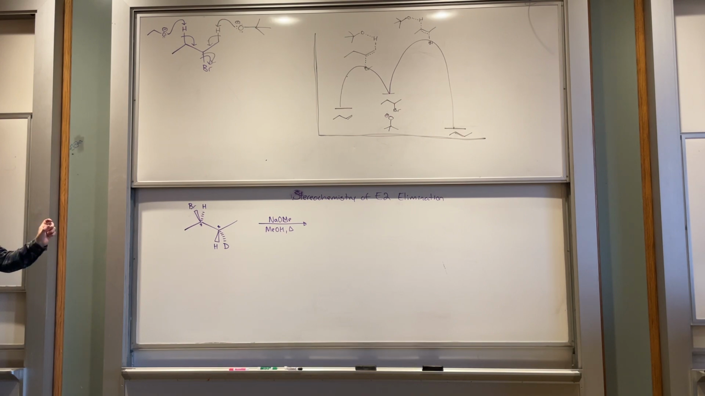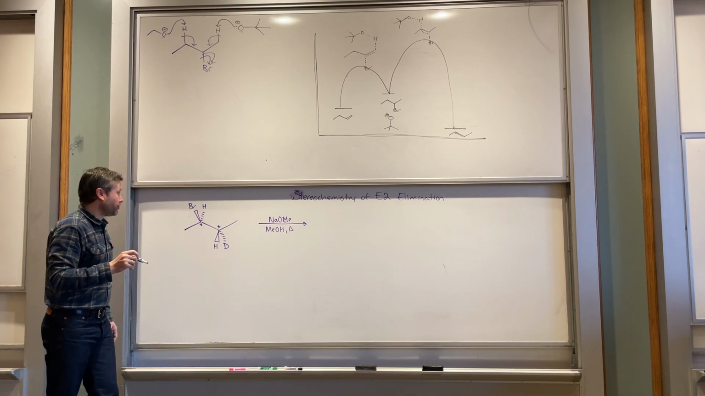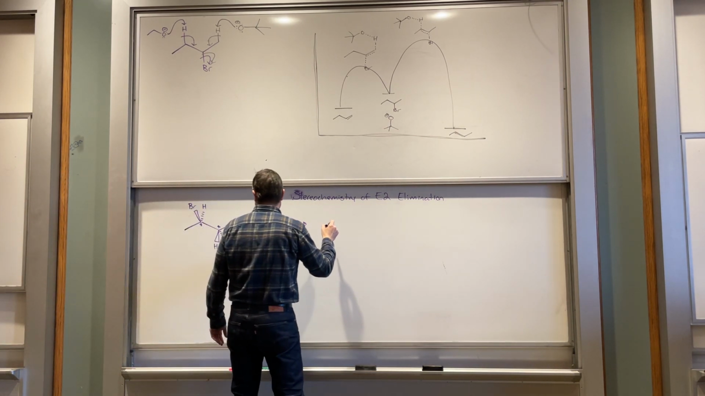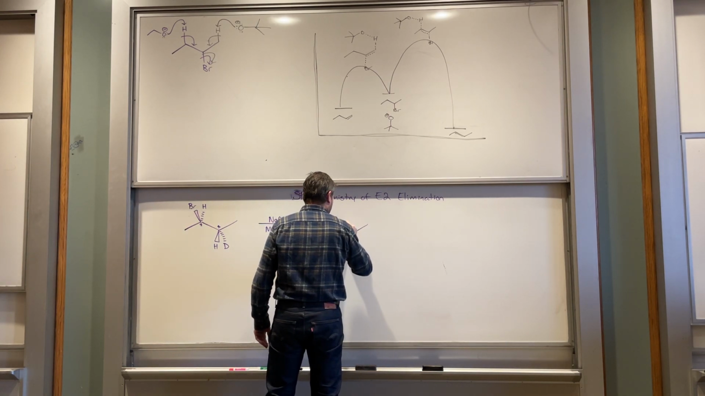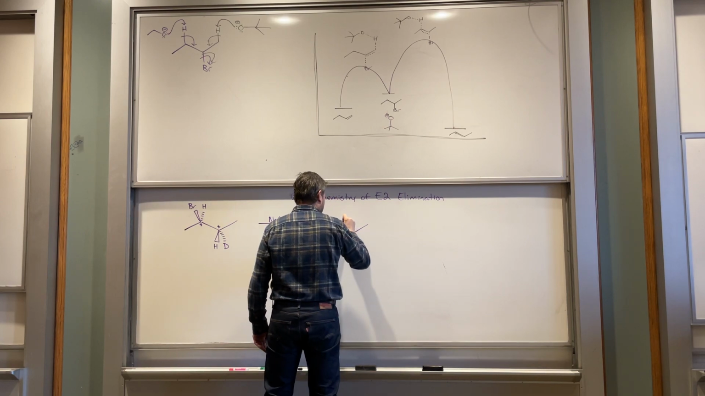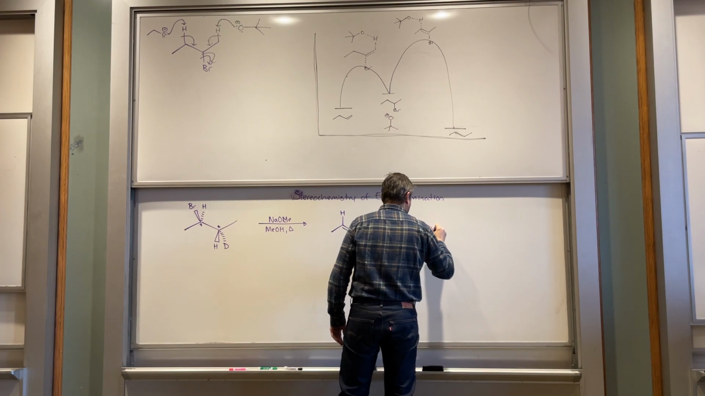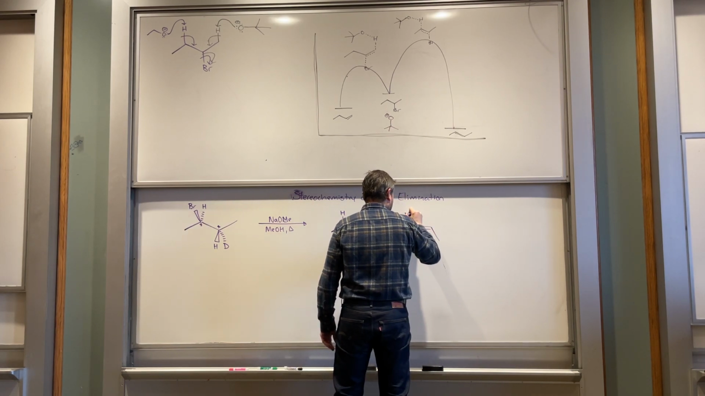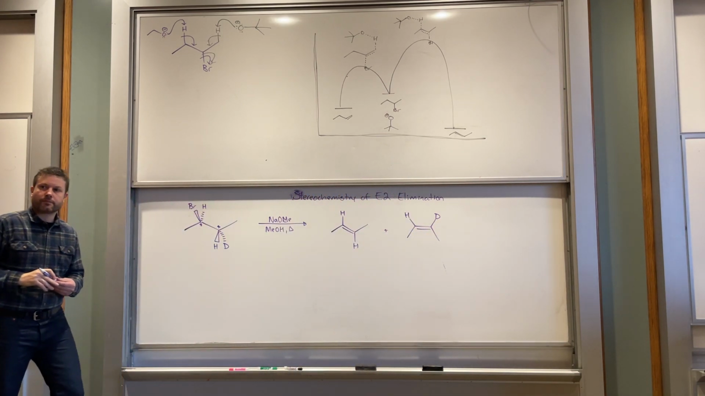I'm putting the hydrogen and deuterium there just so we can track how this elimination has to take place from a stereochemical perspective. So the two products that we would get are the two disubstituted alkenes, these two alkenes.